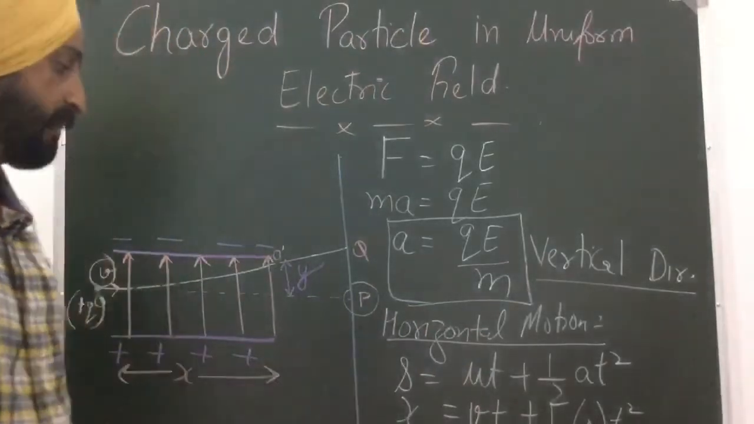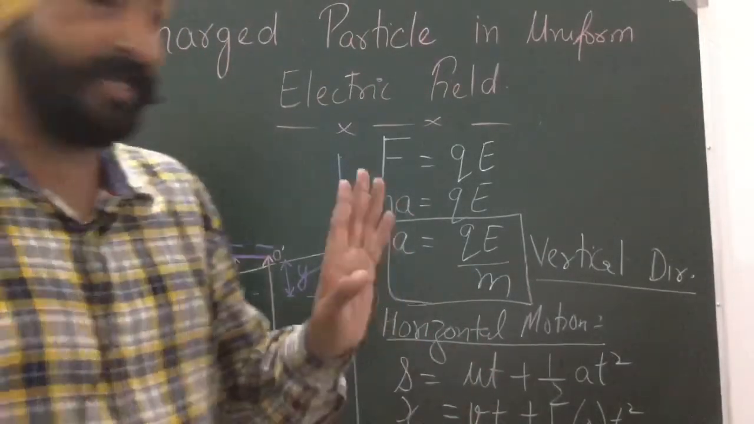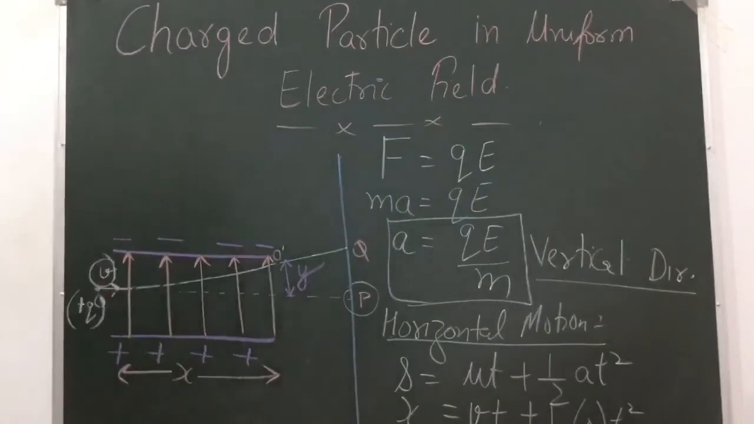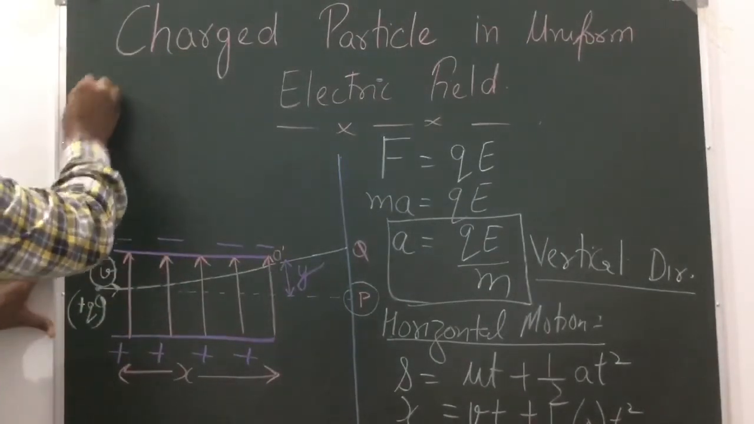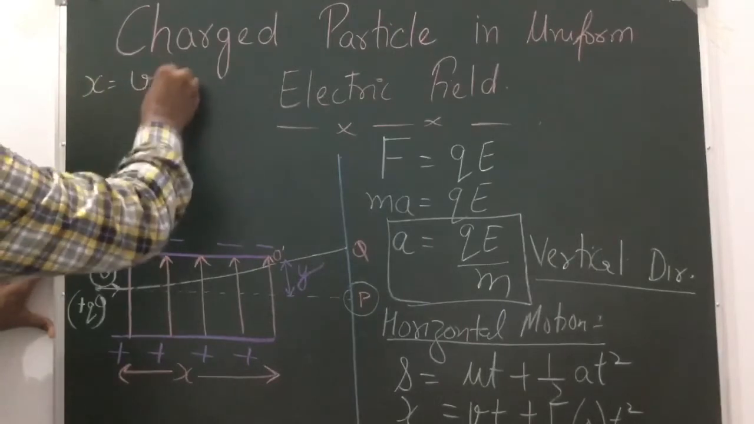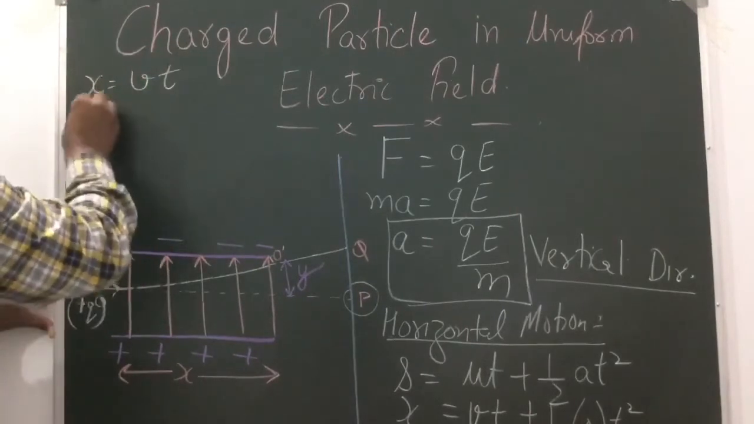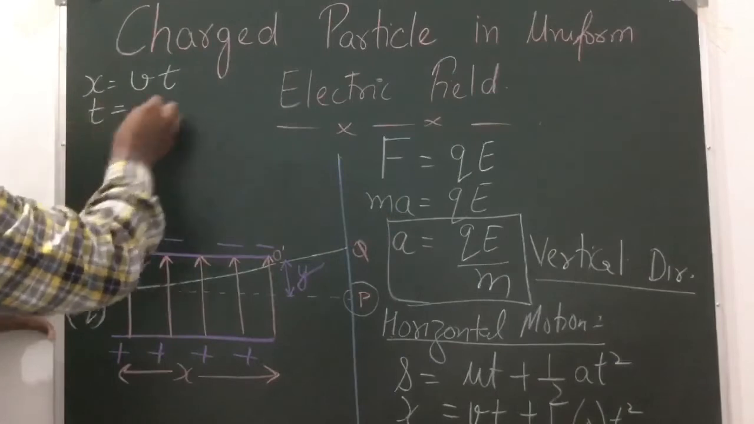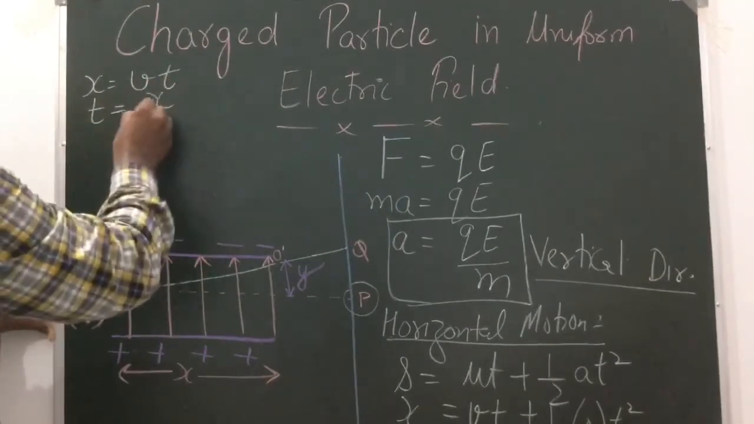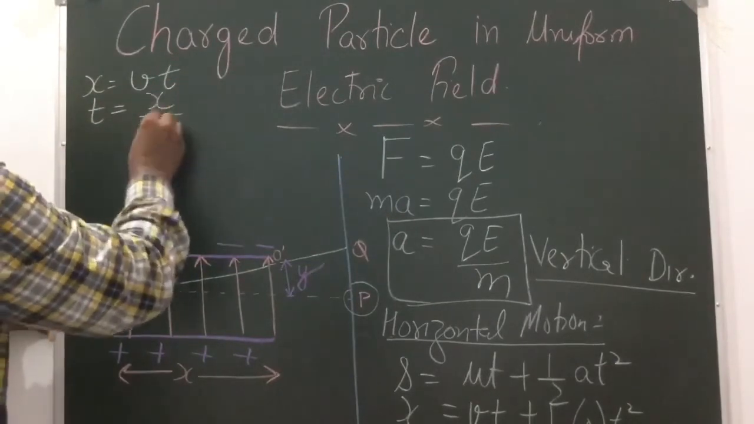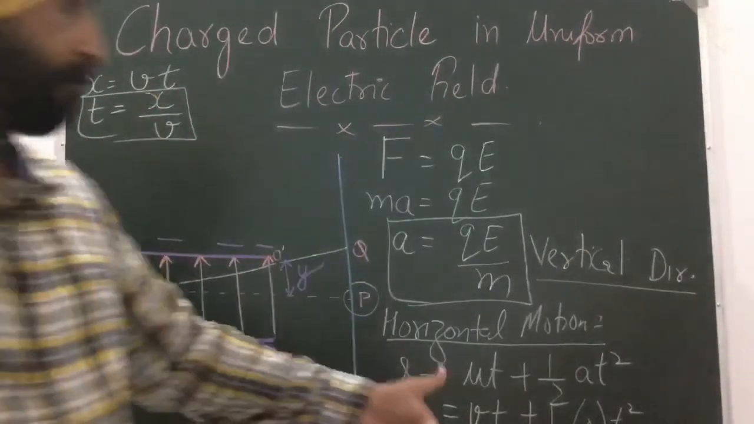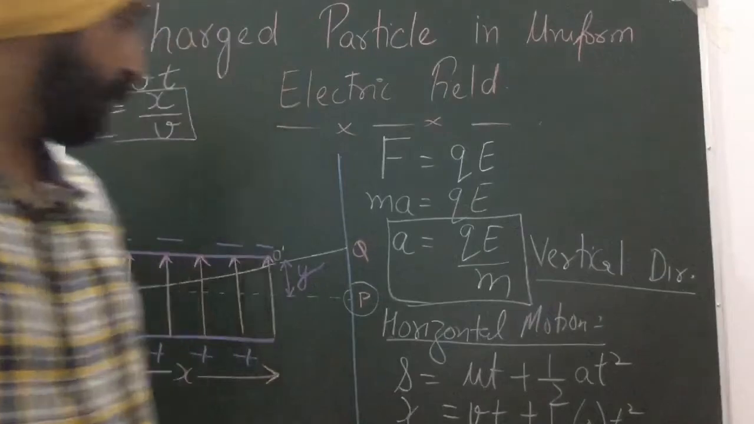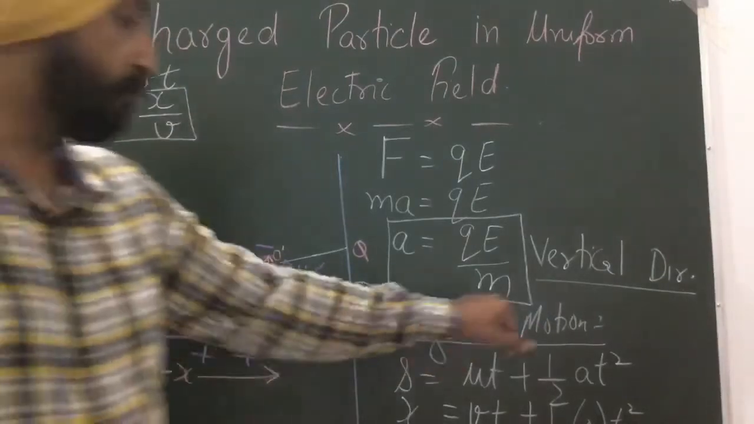So what will we be left with? x is equal to vt. That I am going to write over here. So from here you can get the value of time, and that will be equal to x by v. Fine. So this is the application of the second equation on horizontal motion.